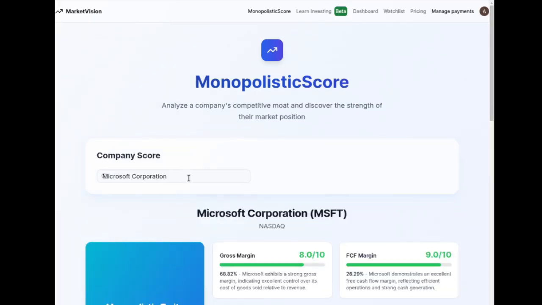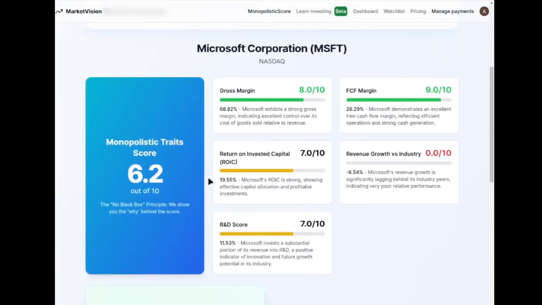The goal here is to cut through the noise. And we have the results, and we see the final score of 6.2. For some people that might be surprising, but I follow a no black box principle, where I explain everything. Let me quickly go over the scores.